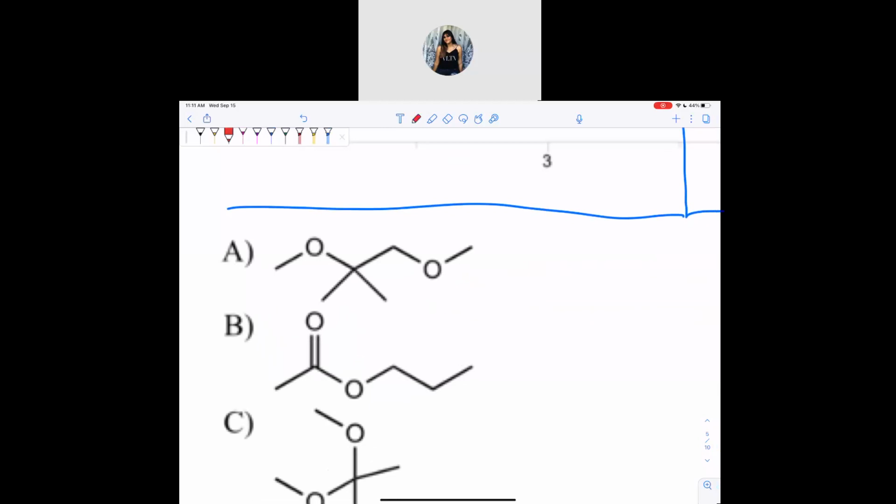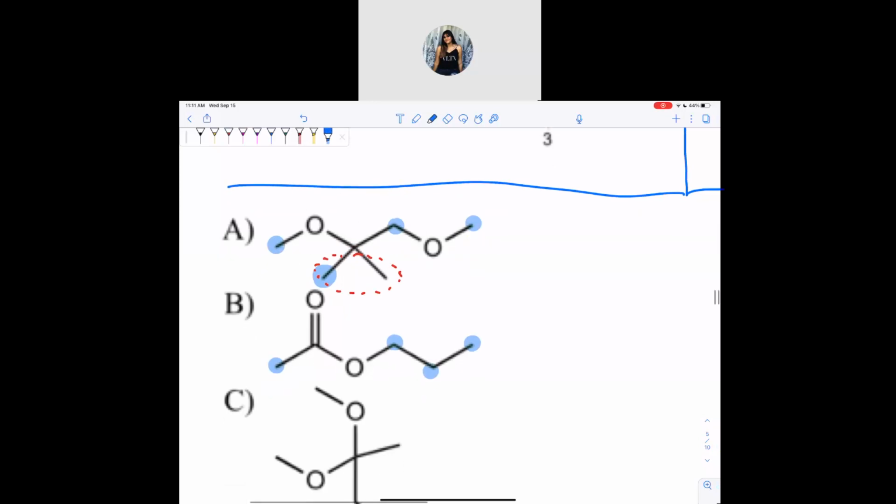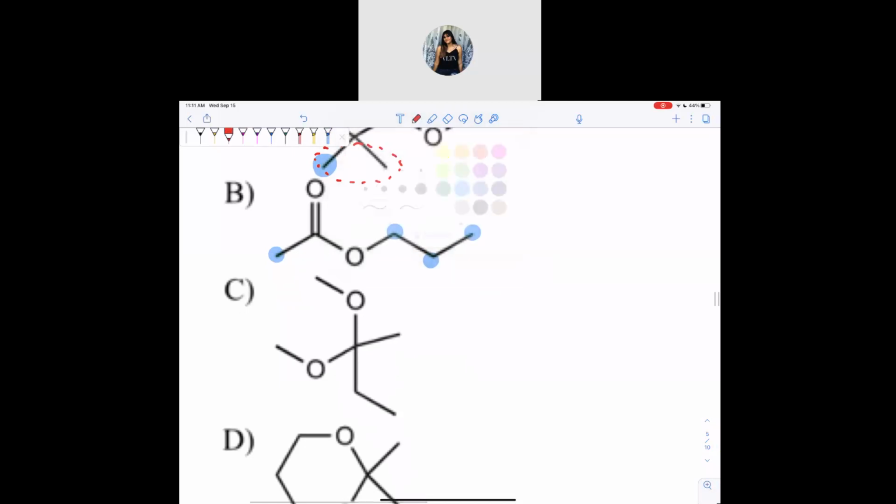Internal symmetry right here. So we see 1 signal, 2 signals, none here because there's no hydrogen, 1, 1. Okay, 4 signals could be possible. Next up, 1, 2, 3, 4. Okay, 4 signals could be possible. For C, we have some internal symmetry going on here. So we have 1, 2, 3, 4. Okay, this could also be a choice.